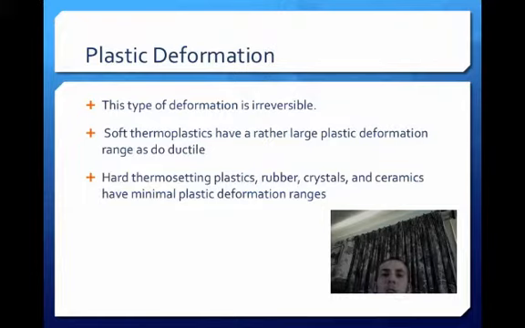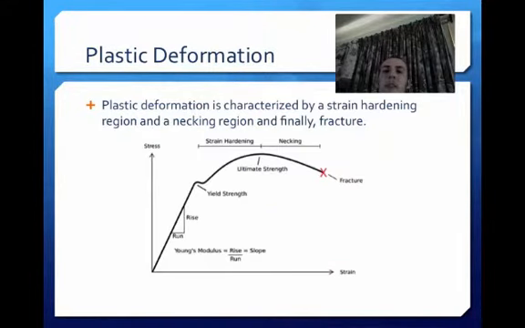Soft thermoplastics have a rather large plastic deformation range, as do ductile metals. Hard thermosetting plastics, rubber, crystals, and ceramics have minimal plastic deformation ranges. Under tensile stress, plastic deformation is characterized by a strain hardening region and a necking region, and finally a fracture. The necking phase is called so because the cross-sectional area of the object decreases. During necking, the material can no longer withstand the maximum stress and the strain in the specimen rapidly increases.